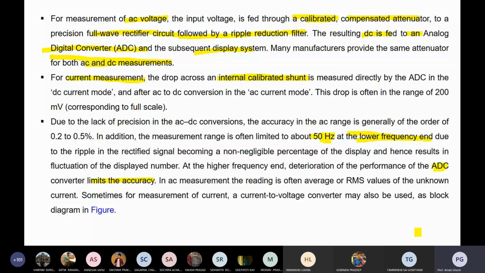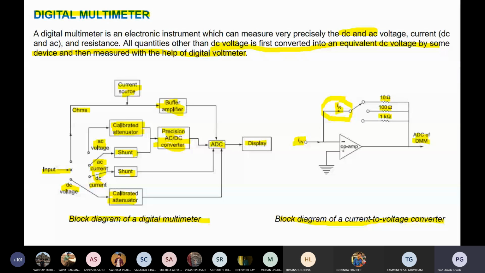In AC measurement, the reading is often the RMS or the average value of the unknown current. Any measuring device measures the instantaneous value, and that will provide you the RMS value. In DC it provides you the average value, in AC you get the RMS value. Sometimes for measurement of current, a current to voltage converter may also be used, as the block diagram is given in the figure. It is the generalized figure.